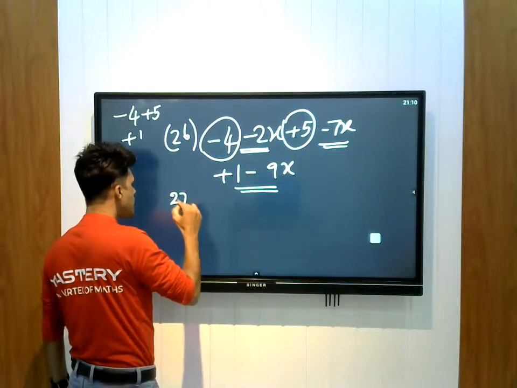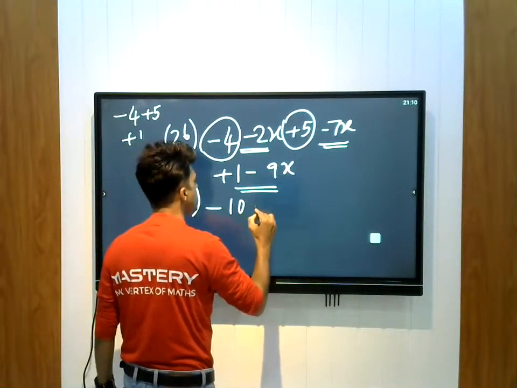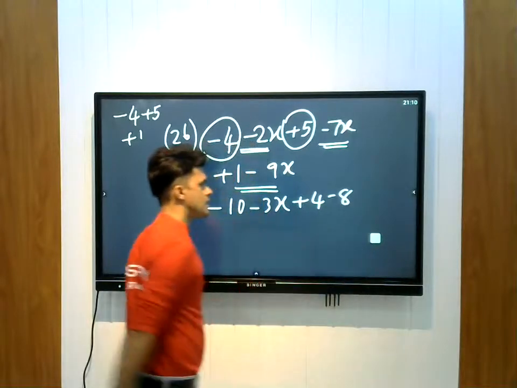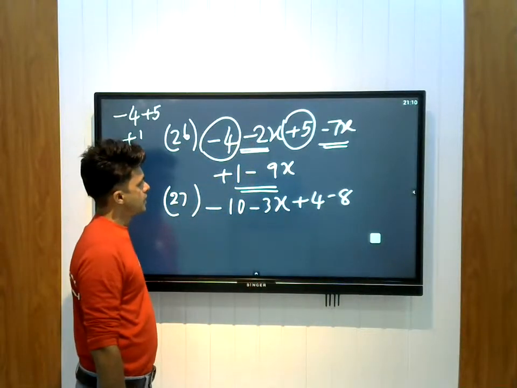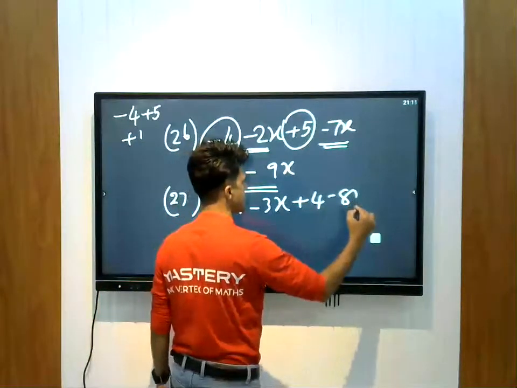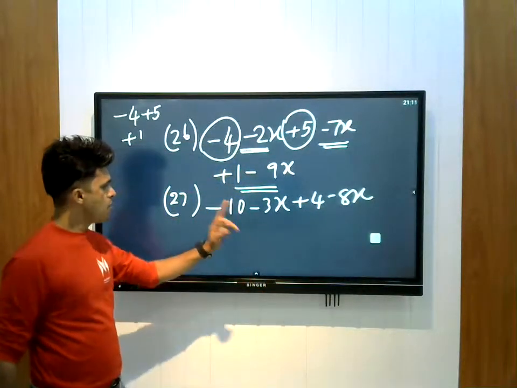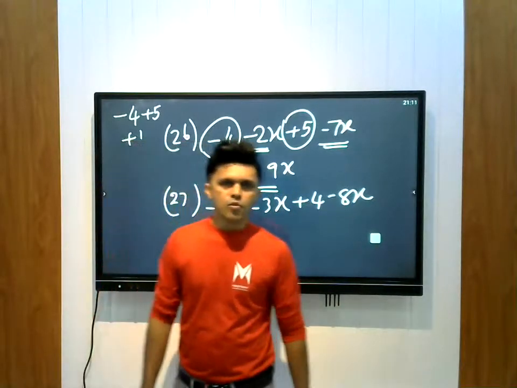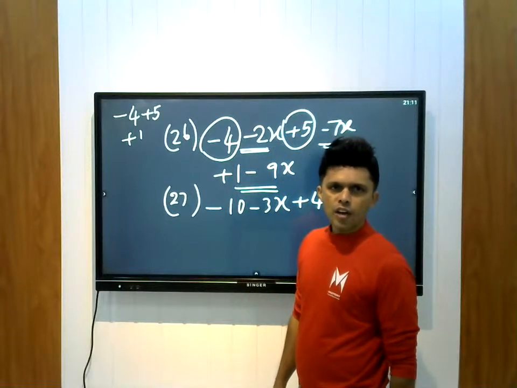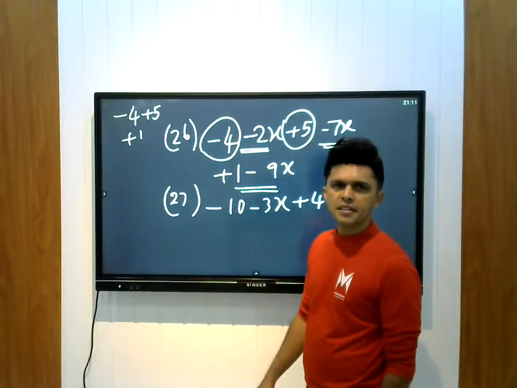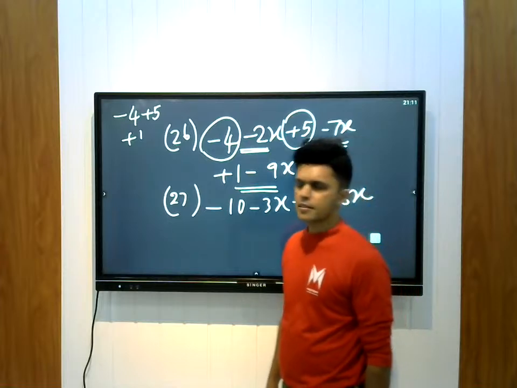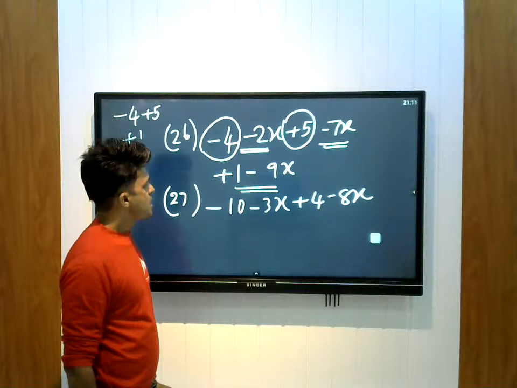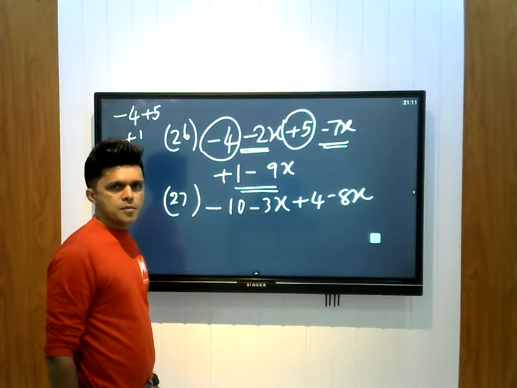Okay, the 27th one: minus 10 minus 3x plus 4 minus 8x. Just let's simplify. How can you do this type of one? I'll give you a chance to do this one. Simplify the like terms first.